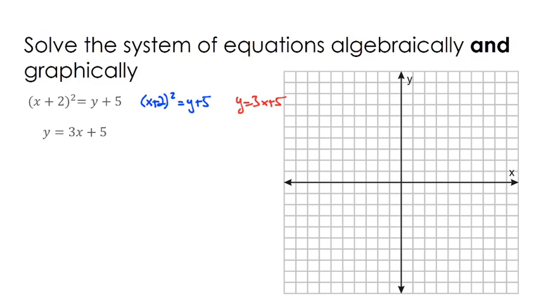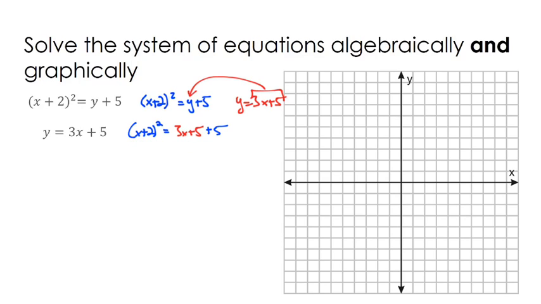I'm just going to substitute. Since I have y isolated in my second equation, I'm going to substitute that in for y in my first equation. So we have (x plus 2) squared equals (3x plus 5) plus 5. Hopefully you see that I just took the y that's right there and substituted in 3x plus 5 for it, since from our other equation we have that y equals 3x plus 5. Now I've got an equation with only x, and we can solve this.